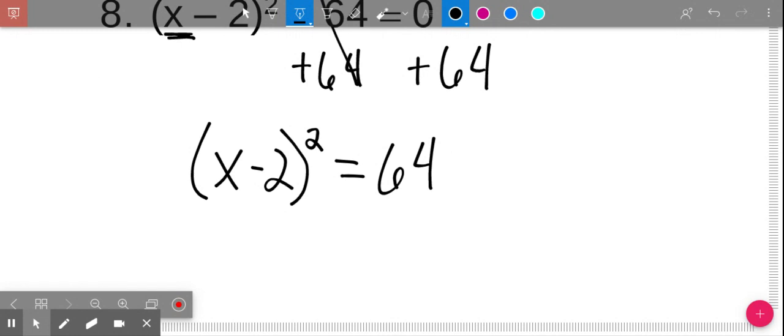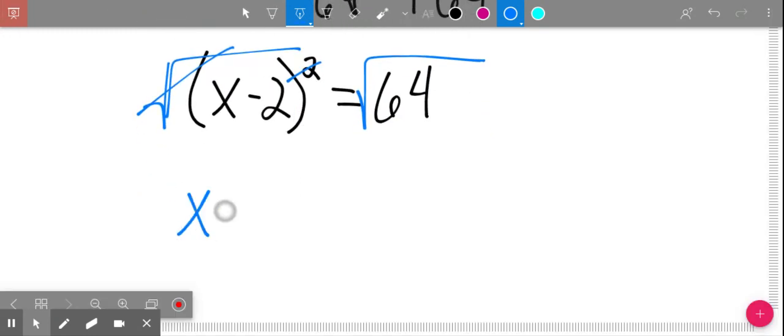Now from here, we have that squared on the outside of the parentheses, so that means we have to take the square root first. The square root and the squared are going to cancel each other out. So then I'll just have x minus 2 on the left side. That's going to equal the square root of 64, which is plus or minus 8.